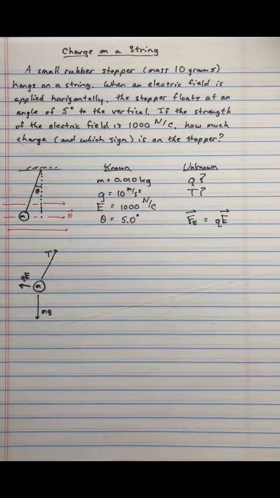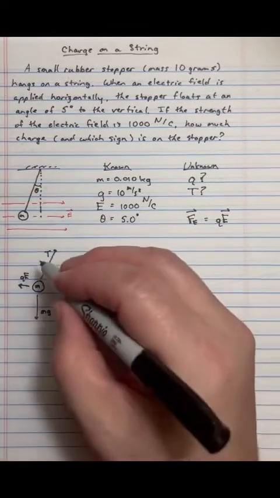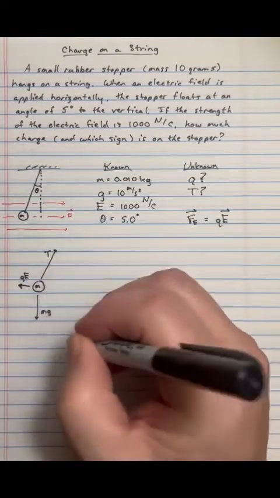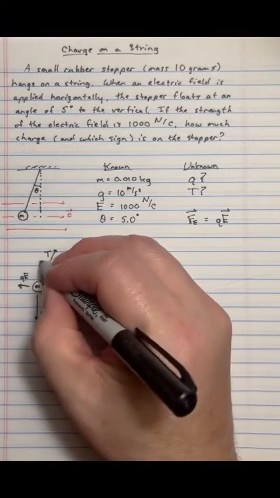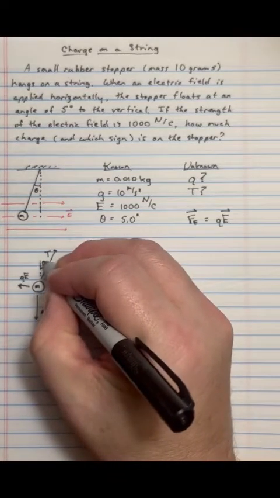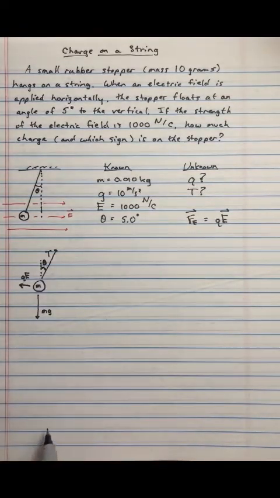What we can do with this setup, when we get solving it, is solve for both the magnitude of the charge, and the sign of the charge, whether it's a positive or negative charge that we've put on the rubber stopper. Okay, so that's our free body diagram. Now, one of these forces is off at a weird angle. That, of course, is tension. So let's go ahead and note there's an angle. In the problem, it's a 5-degree angle, like this, that we have to account for.